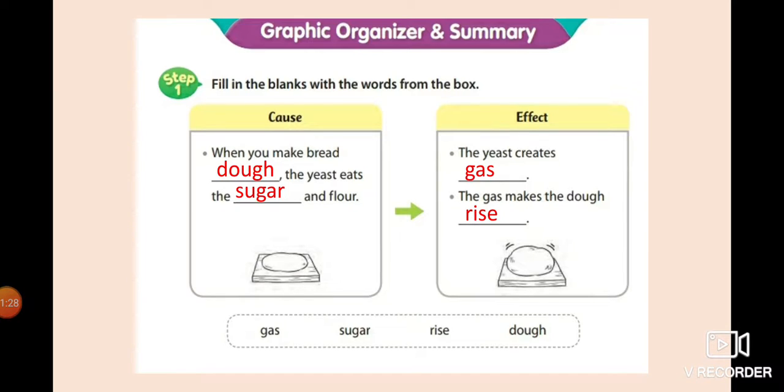Okay, so let's see. Remember, for every event or every situation, you have a cause. And this cause, if it is good, you have a good effect. But if the cause is bad, you obtain a bad effect. Yes, that means a negative effect. For that reason, we try to develop activities that are good for others and also for me. Yes, okay, so let's review. When you make bread dough, the yeast eats the sugar and flour. And the yeast creates gas, and the gas makes the dough rise.